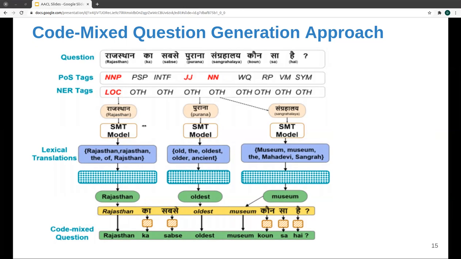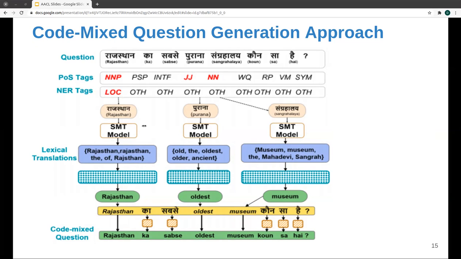As you can see in this slide, the words Rajasthan, with part of speech NNP, and Purana, with part of speech JJ, the adjective, and Sangrahalaya, these are the qualified words to get their correct transliteration.